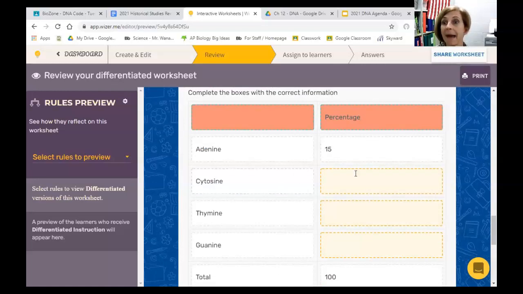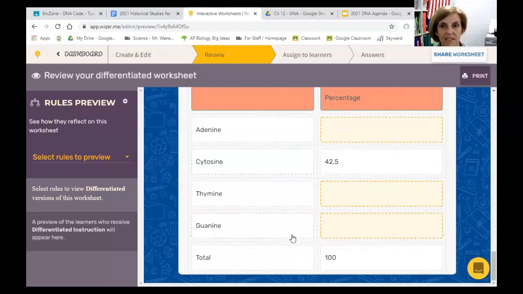Here's a little bit of math. It's going to add up to 100%. So it's a little puzzle. Remember, adenine and thymine are in equal amounts. So if adenine is 15, so is thymine. That makes 30. That means there's 70 left. Cytosine and guanine together will equal 70. And they are in equal amounts. That'd be 35. You got one more to do that's a little trickier.